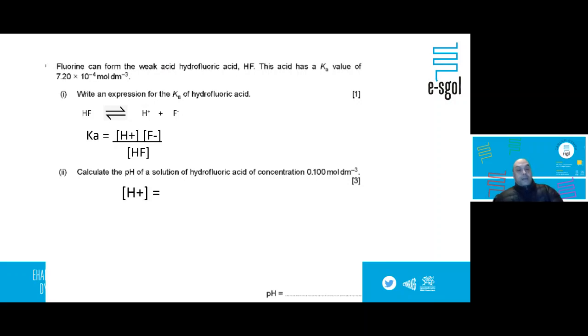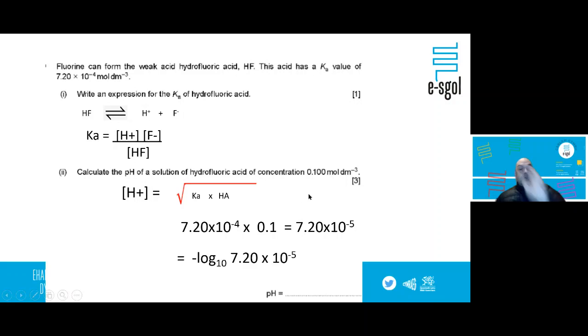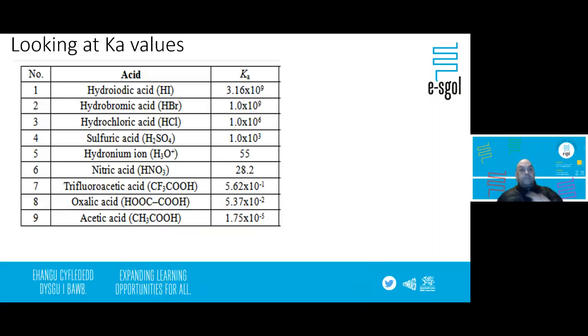So we're going to calculate our pH. So H plus is the square root of Ka times HA. The HA was quoted as 7.20 times 10 to the minus 4. The concentration of the acid, can't see where it is. Oh, there you go, 0.10. So now I take my minus log base 10, because this is my H plus concentration, and I come out with a sensible pH again of 4.14.